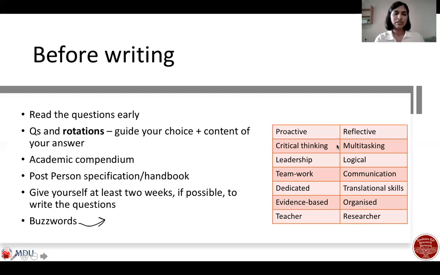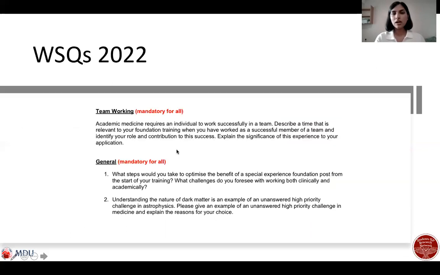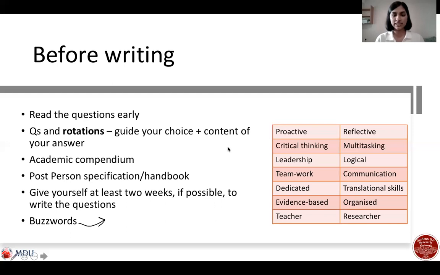And there's something called an academic compendium that I found useful. It briefly goes through the list of things that they would expect you to do as an SFP. So pick out some buzzwords, which are listed here in the table, and try to incorporate those into your questions. Also read the person specification. They'll tell you exactly what they'd like you to do if you were going to do the SFP post. So go through that and try to align your goals with what they're offering you as an SFP.